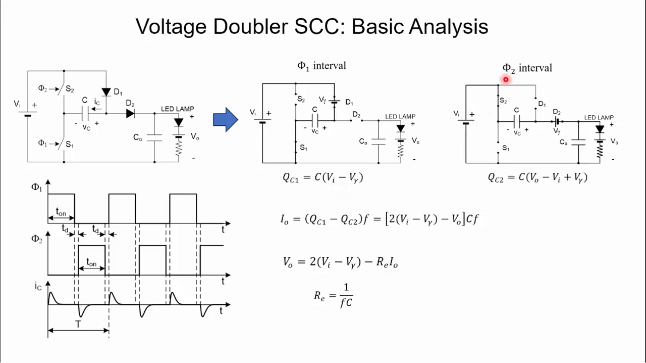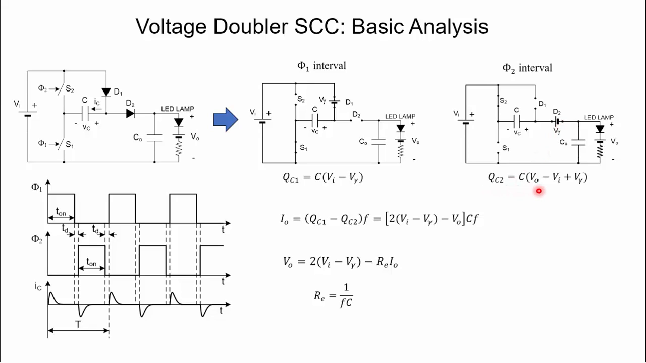Then during interval phi 2 we close switch 2 and we open switch S1. And then what we are doing is to send current this way through capacitor C to the output capacitor and to the LED load. So in this case, as we can see, the voltage that we are going to have here at the end of this period is equal to VO minus VI plus V gamma, which is again the forward voltage of D2. We are considering that both diodes are with the same characteristics.